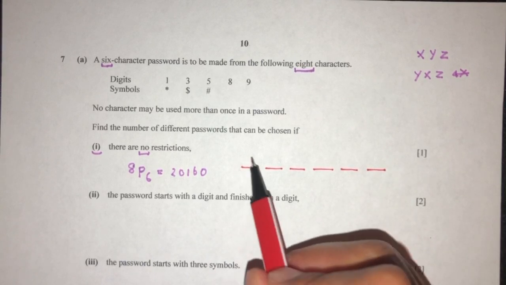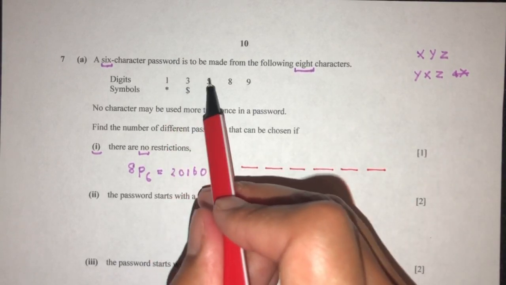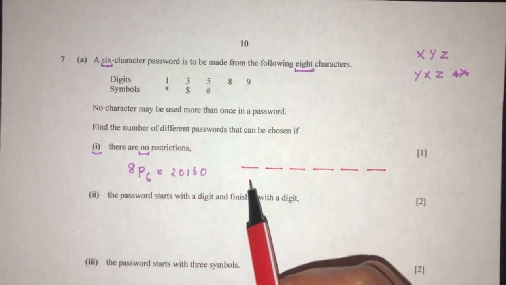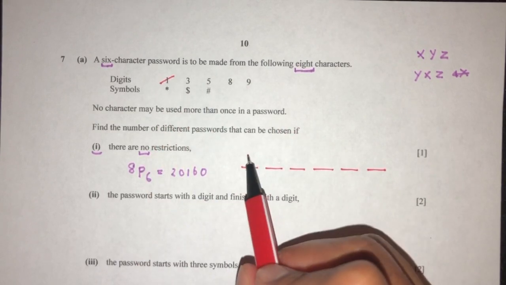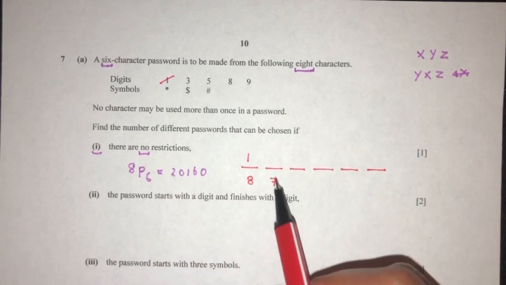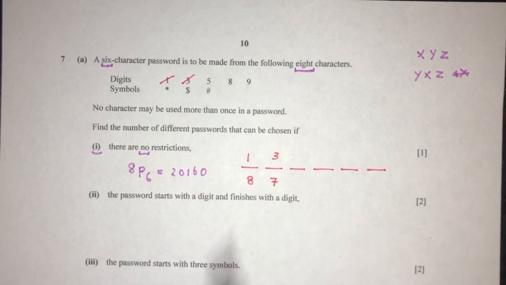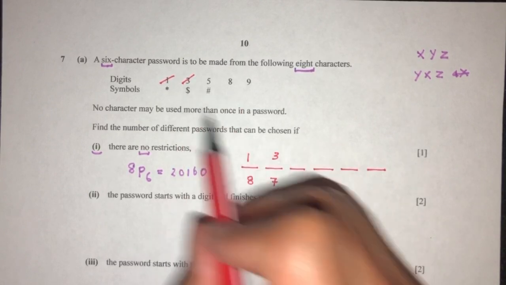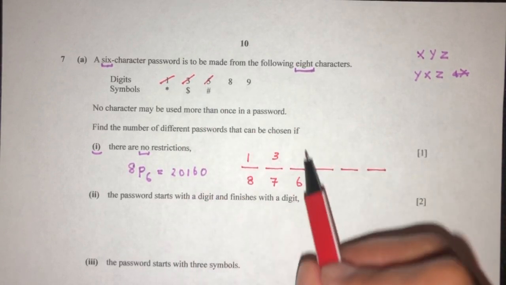Now for the first position, I can choose anything. We have 1, 2, 3, 4, 5, 6, 7, 8, so 8 options. Let's say I choose 1. For this one, I will have remaining 7 options. Let's say I choose 3. For this one, remaining 6 options. Let's say I choose 5, and so on.